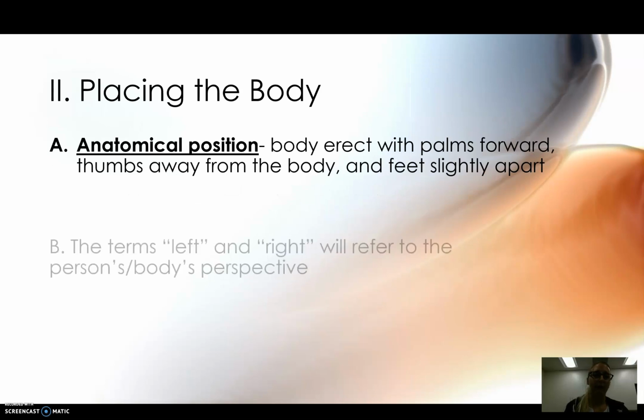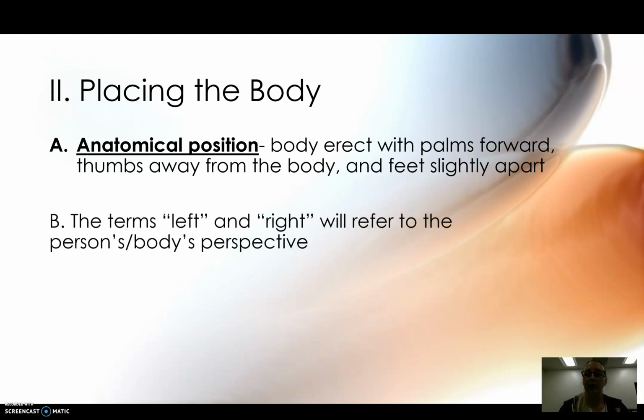Okay, there we go. So the very first thing that we need to know as we are learning anatomy is what's called anatomical position. Anatomical position is the body is completely straight up and down, so nothing is bent. Palms are forward, so your hands are kind of like this, thumbs should be out and away from the body, and feet are slightly apart. Anytime we use the words left or right, it will refer to the person, the body, the specimen. It refers to their perspective.